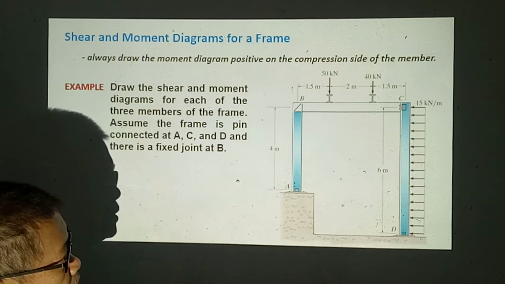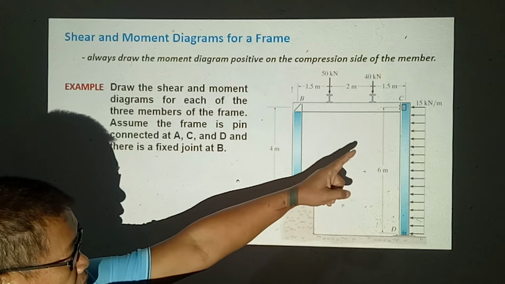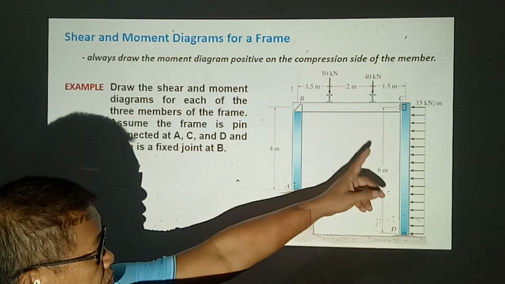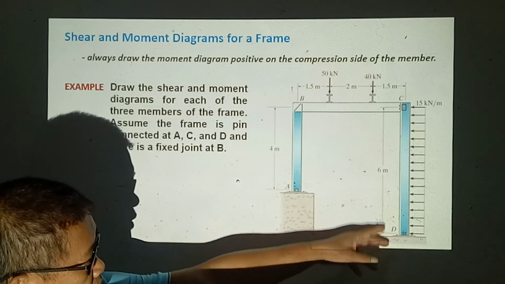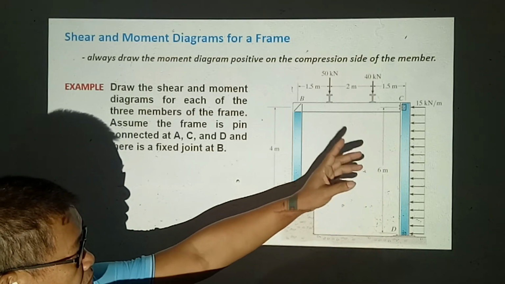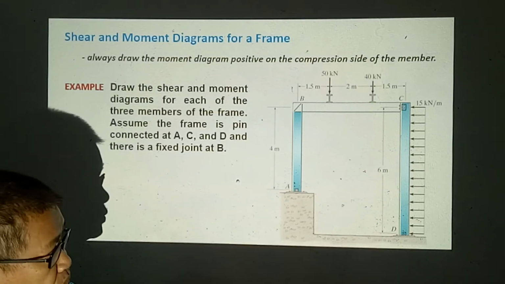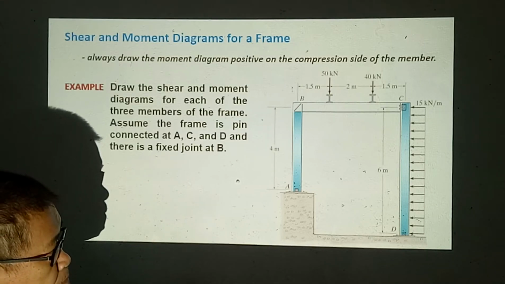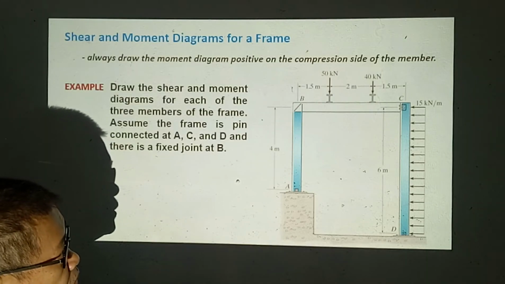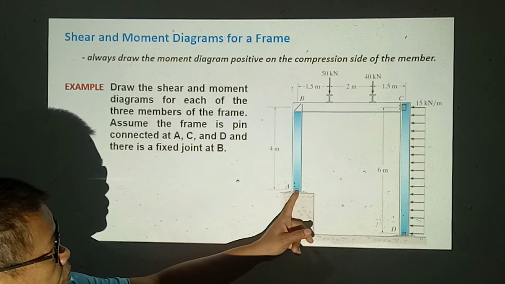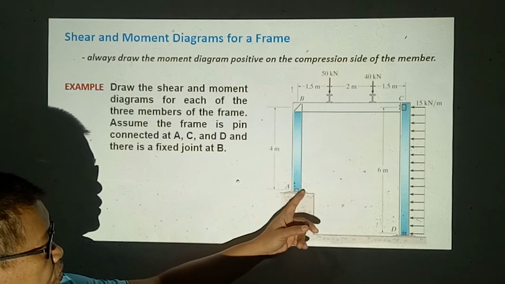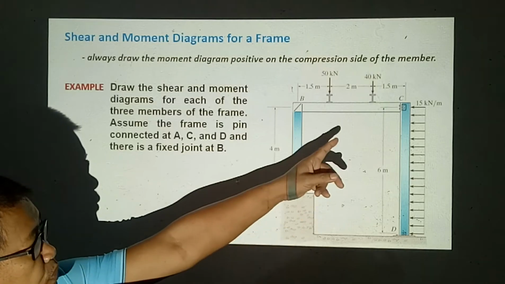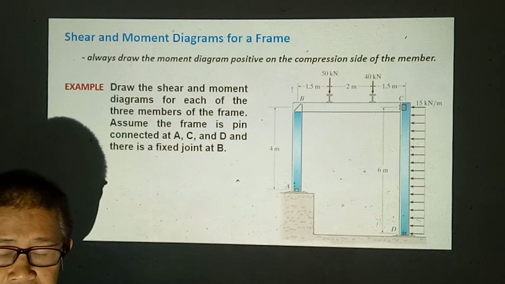So the process of solving this is to utilize the free body diagram of CD to solve for the reactions at C and at D with their horizontal reactions, and then transfer to the free body diagram of ABC in order to solve also the reactions at A and to complete the reaction at C.